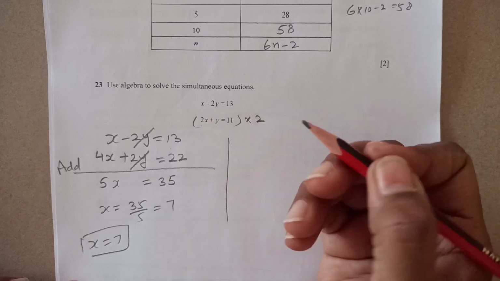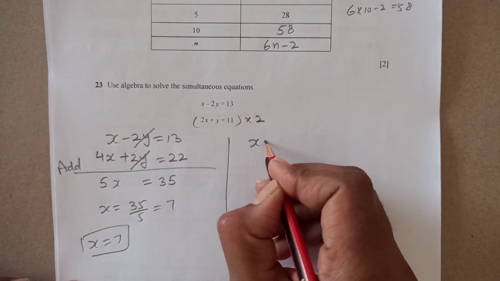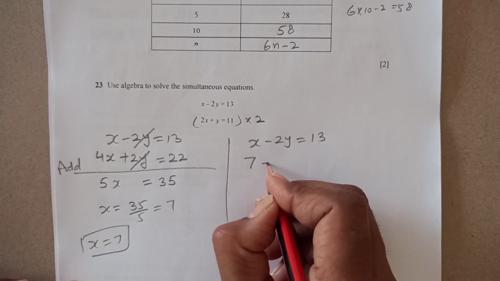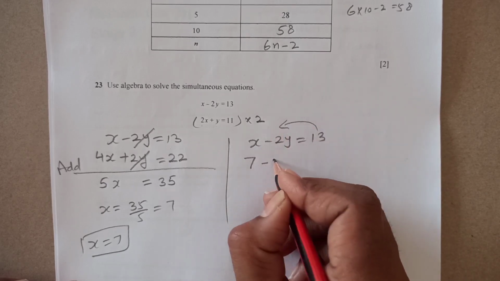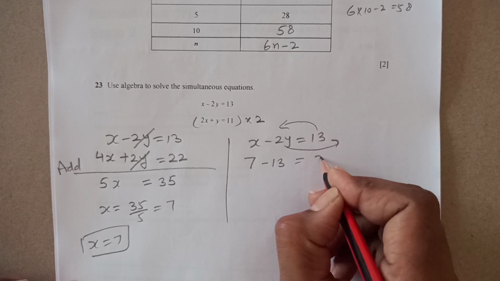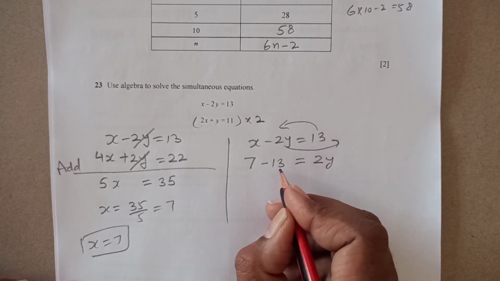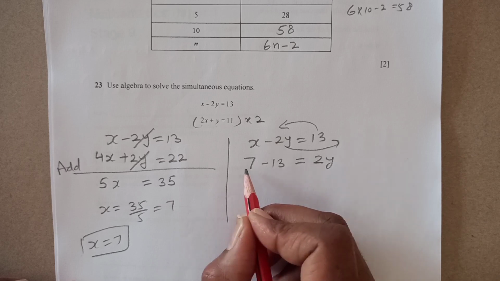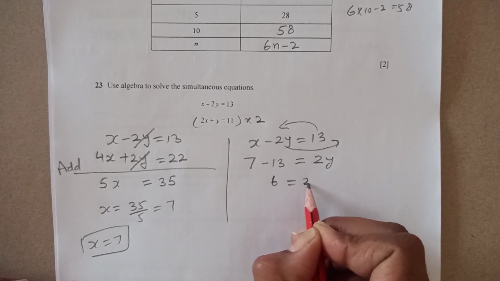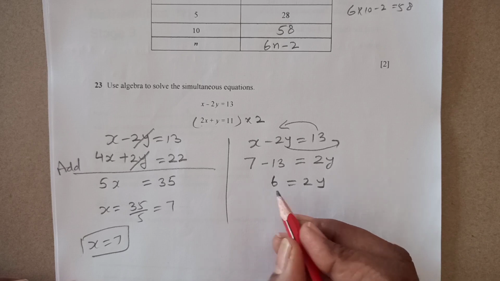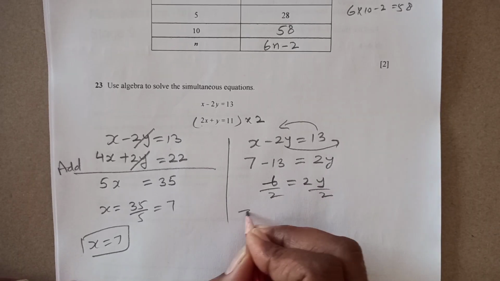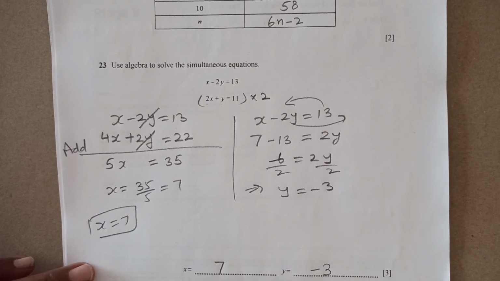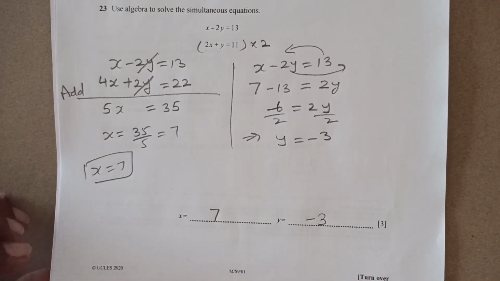Now for y, you substitute in any of the equations. So this is the easy one. So I will substitute x as 7. So shift 13 to this side and 2y to the other side, signs will be changed. So 7 times 3 is 21 minus 13, it's 8 equals 2y, and then divide by 2, so that gives you y equals minus 3. So y equals minus 3 is the answer for this one.